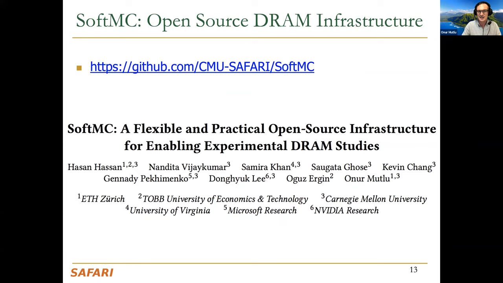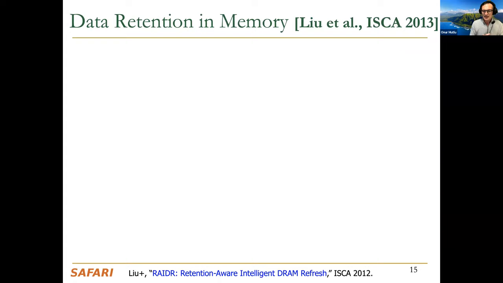Okay, so this infrastructure enabled us to study a lot of interesting things in memory. As I said, data retention is interesting. Because DRAM is charge-based, charge leaks, and as a result, you need to refresh memory periodically. Today, the refresh rates are on the order of 64 milliseconds or 32 milliseconds. At high temperatures, they could be 16 milliseconds. Basically, every 16 milliseconds, you refresh every single cell in DRAM. Clearly, this is an energy problem and a performance problem.